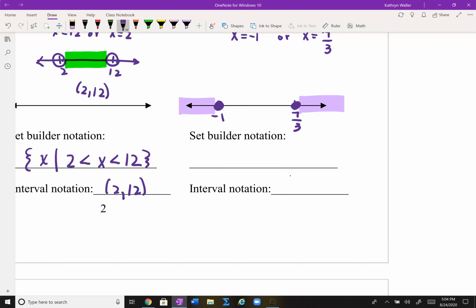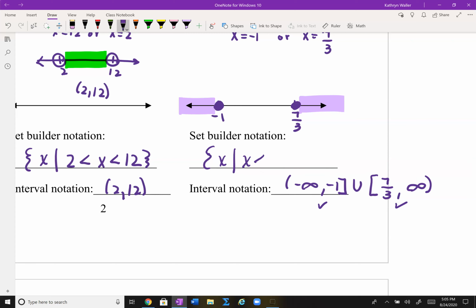So start at the left, and it is negative infinity to -1 with a bracket, and then do a U, and then another bracket, 7/3 to infinity, like that. Then set builder is a brace, x such that, and you have two regions. Do you see here I have two intervals? You're going to have the same thing here. You're going to have two things.